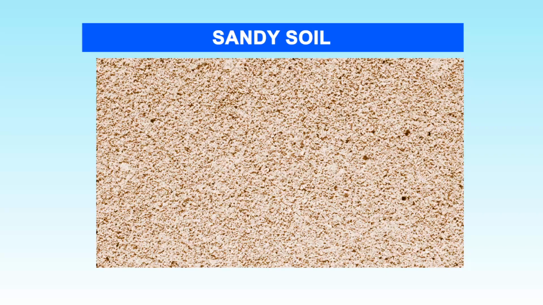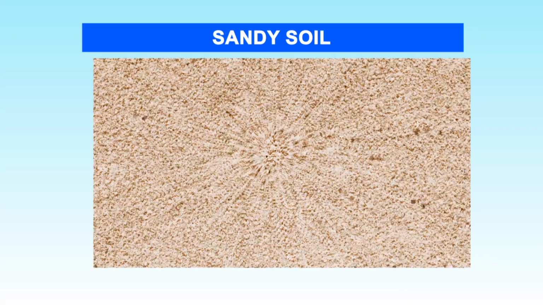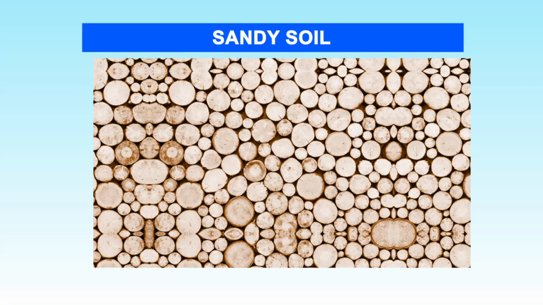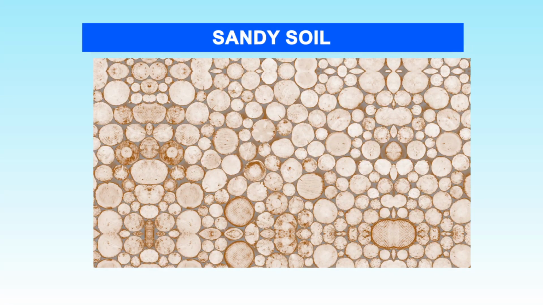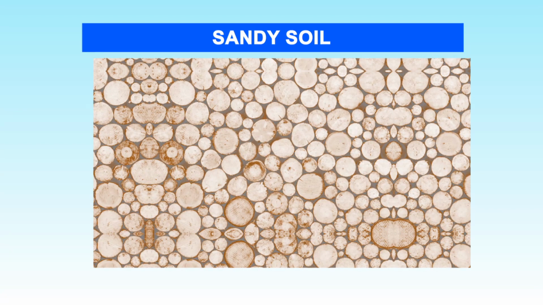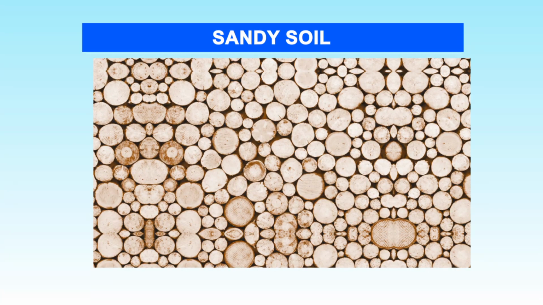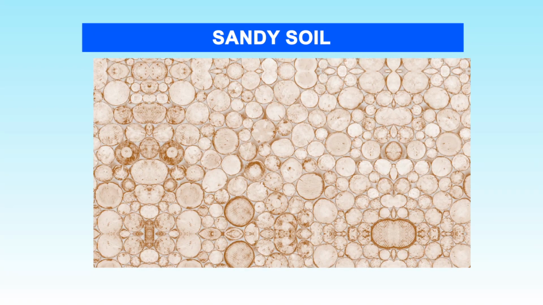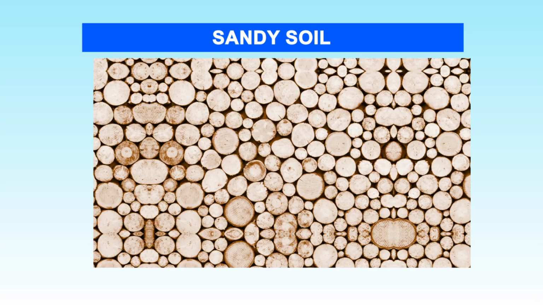Sand particles are quite large. They cannot fit closely together, so there are large spaces between them. These spaces are filled with air. We say that the sand is well aerated. Water can drain quickly through the spaces between the sand particles. So, sandy soils tend to be light, well aerated and rather dry.